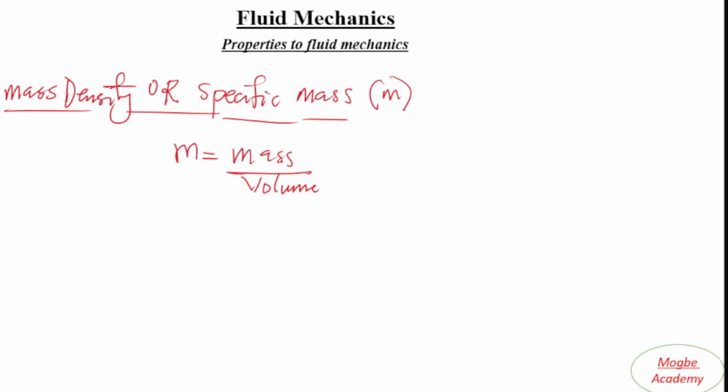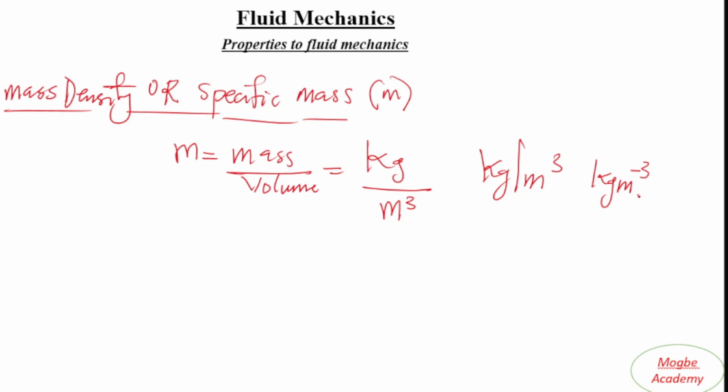Now, what do you think the unit of mass density will be? It will simply be kilogram, because your mass is measured in kilogram and your volume is measured in meter cube, right? So the unit for mass density will simply be kilogram per meter cube. Or better still, we can write kilogram meter raised to the power of minus 3. Am I communicating?